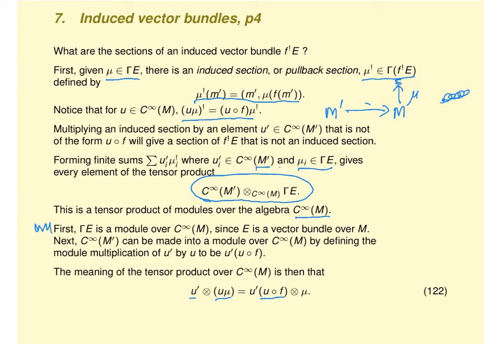So that's the rule for working with these things, but it comes from the following observation. Gamma E is a module over smooth functions on M. That's straightforward. Next, smooth functions on M prime can also be made into a module over C infinity of M, simply by defining the module multiplication of u prime by u to be u prime times u comp f. Now this is something that would be a bit peculiar if we just met it out of context, but it enables us to make rigorous this shifting across the tensor product here. So the meaning of the tensor product over smooth functions on M is this equation here, equation 122.